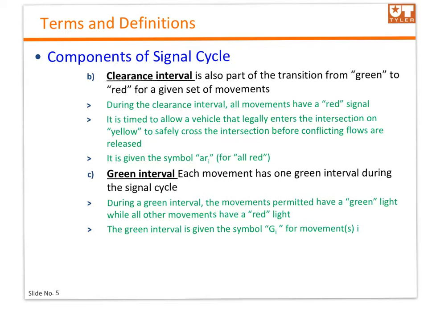The third interval under the signal cycle is the green interval. Each movement has one green interval during the signal cycle. During a green interval, the movements that have the green light are permitted, while other movements have a red light. So if you see that you have a green light, you know that you are the only direction that is supposed to move, and other conflicting movements will have a red light to allow you to cross the intersection safely. The green interval is given the symbol GI for movements.